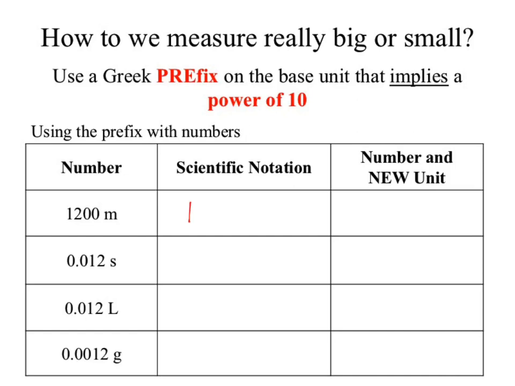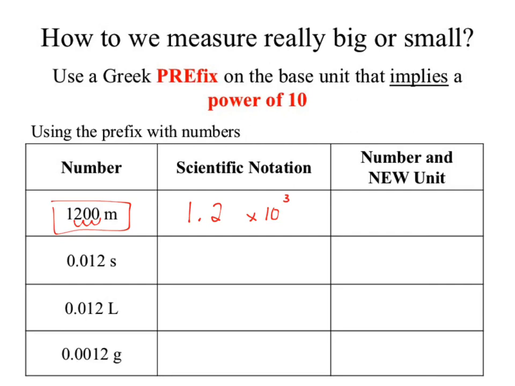So this will be 1.2, as it's scientific notation, times 10 to the, how far did I shift my decimal? 1, 2, 3 places. Okay. Is my original number large or small? Large, which means that is 10 to the positive 3.